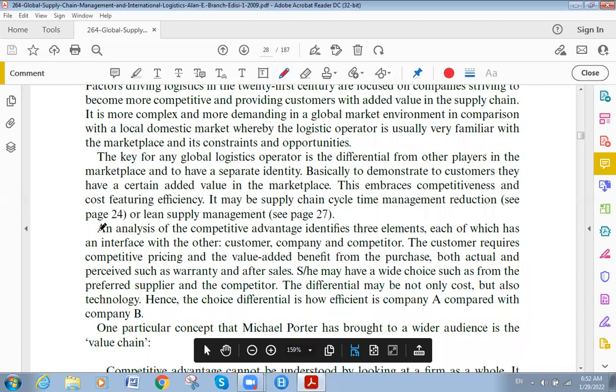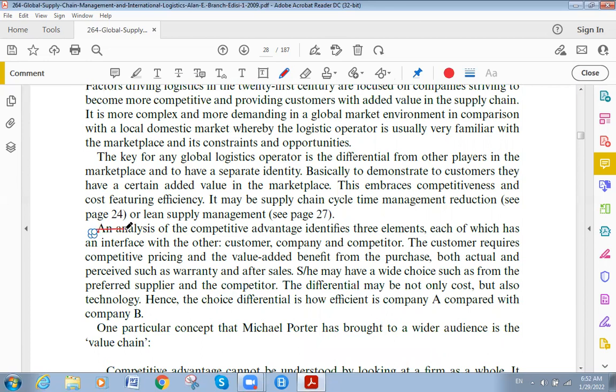An analysis of the components of the advantage identified three elements. There are three elements. What are those three elements? Each of these was interfaced with the other. Customer, company, and competitors.